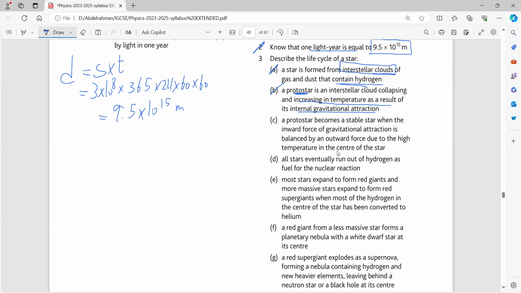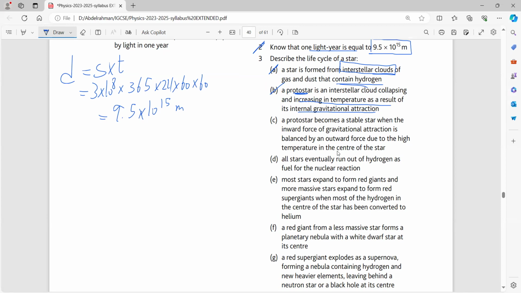When does a protostar become a stable star? A stable star is in equilibrium. Our sun is in equilibrium. Our sun is a stable star right now. How does the star become a stable star when it's in equilibrium? Due to two forces acting on the star, an inward force and an outward force. The inward force is due to gravity. It's due to the gravitational pull of all of the mass of the star.